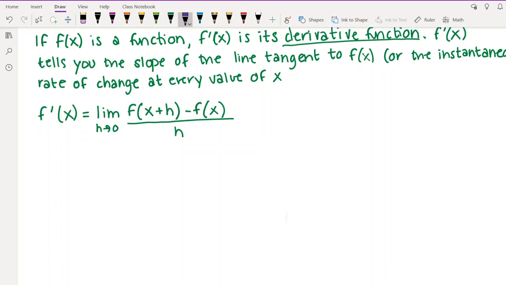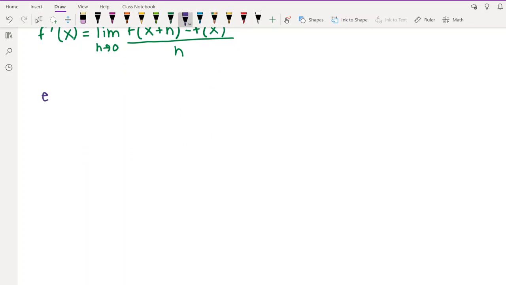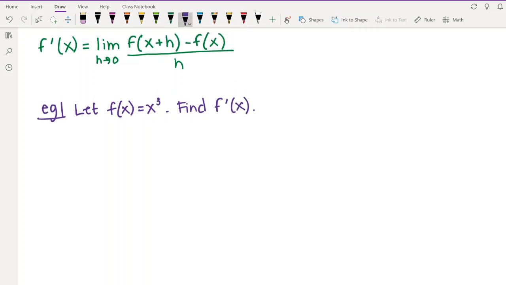So I want to do an example. Let's let f of x equal x cubed, and we are going to find f prime of x. This is one where I think it's nice to, rather than jumping straight to the limit, first figure out what f of x plus h is, because there's a little bit more algebra to be done on this than on some other ones. So f of x plus h is going to be x plus h cubed. So that's x plus h times x plus h times x plus h.